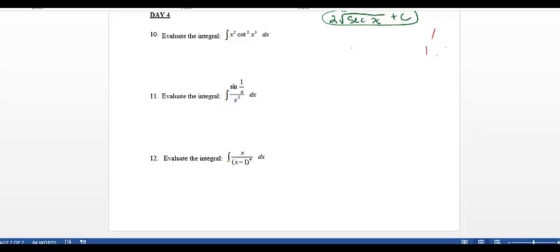Starting day 4. On day 4, I only have one trig function again. That leads me to believe that I just want my u to be x cubed, whatever follows that trig. So I get 3x squared dx.